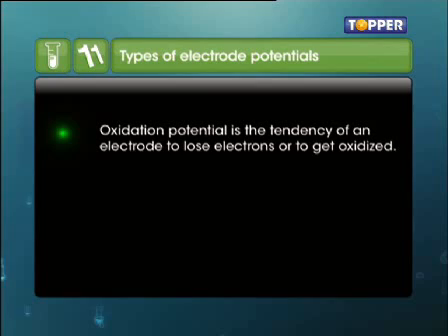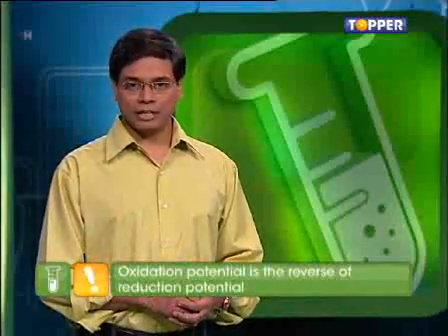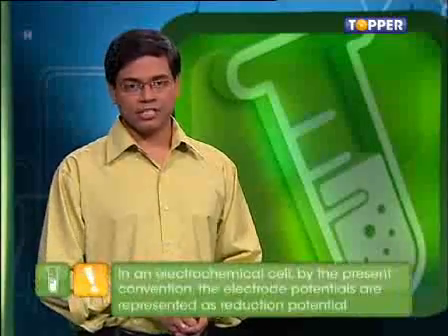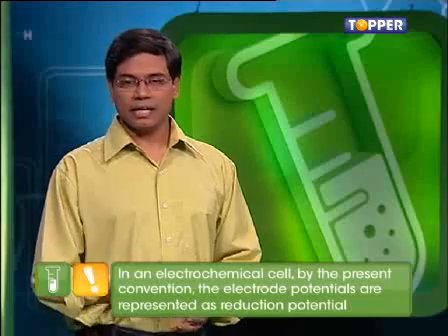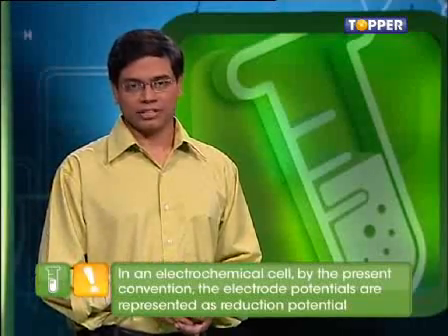Oxidation potential is the tendency of an electrode to lose electrons or to get oxidized, and reduction potential is the tendency of an electrode to gain electrons or to get reduced. So it is evident that both the types of electrode potentials are opposite of each other. By the present convention, the electrode potentials in an electrochemical cell are represented as reduction potential.